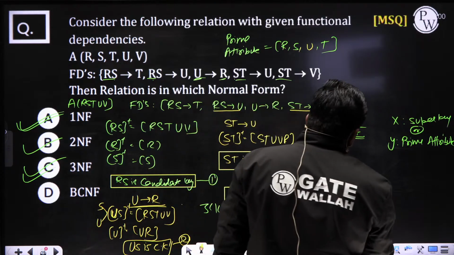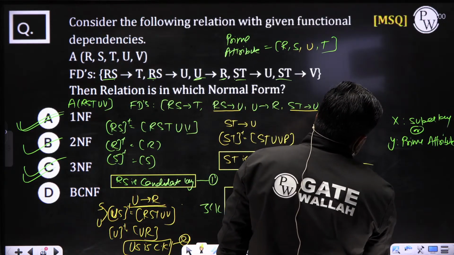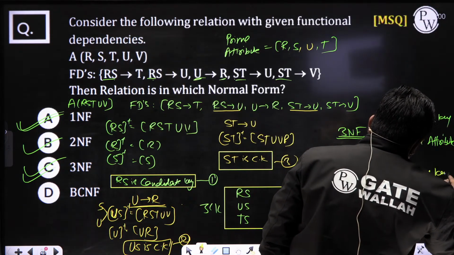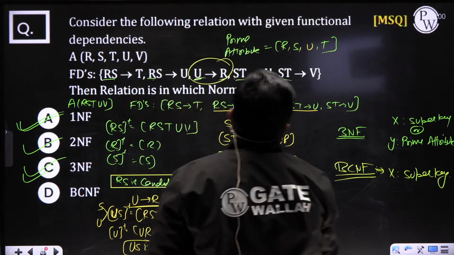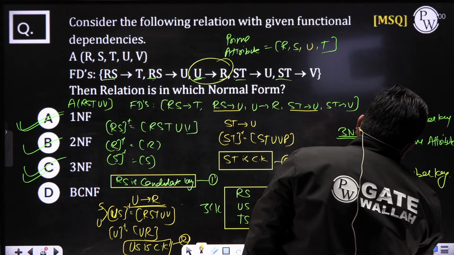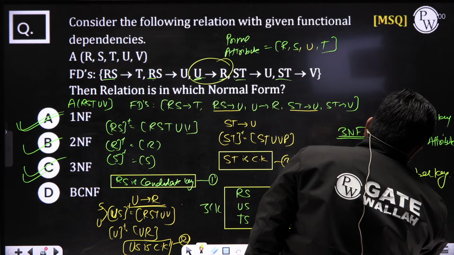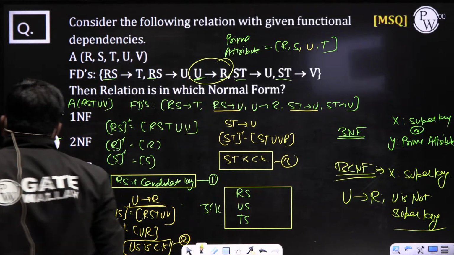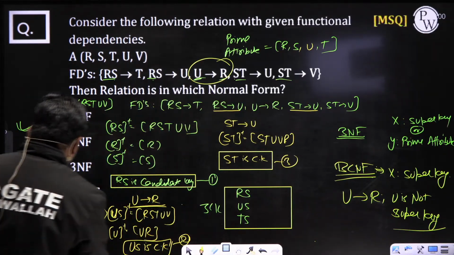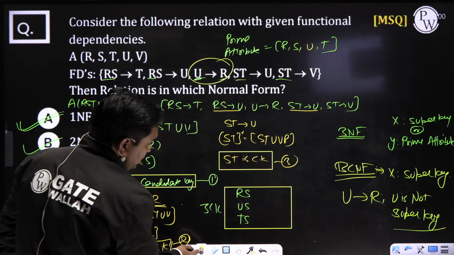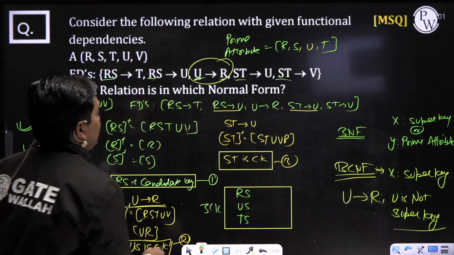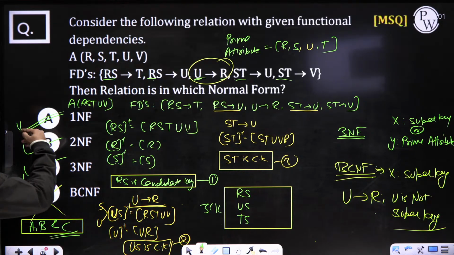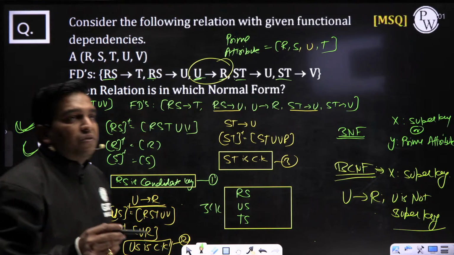Now we are talking about BCNF. In BCNF, there is only one condition: X must be a super key in every X tends to Y. So here you can see in U tends to R, U is not a super key. So it is not in BCNF. The question asks which normal form is satisfied. So 1NF, 2NF and 3NF. So A, B, C is the correct answer for this question.